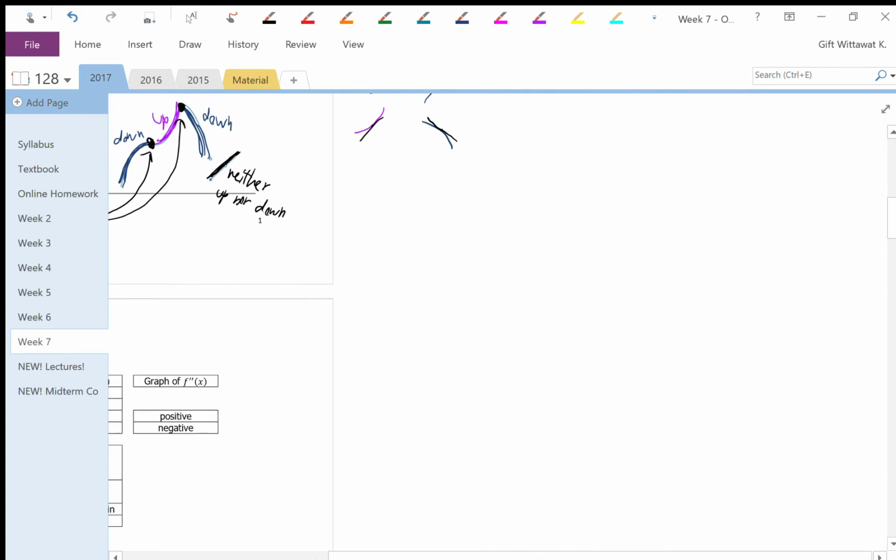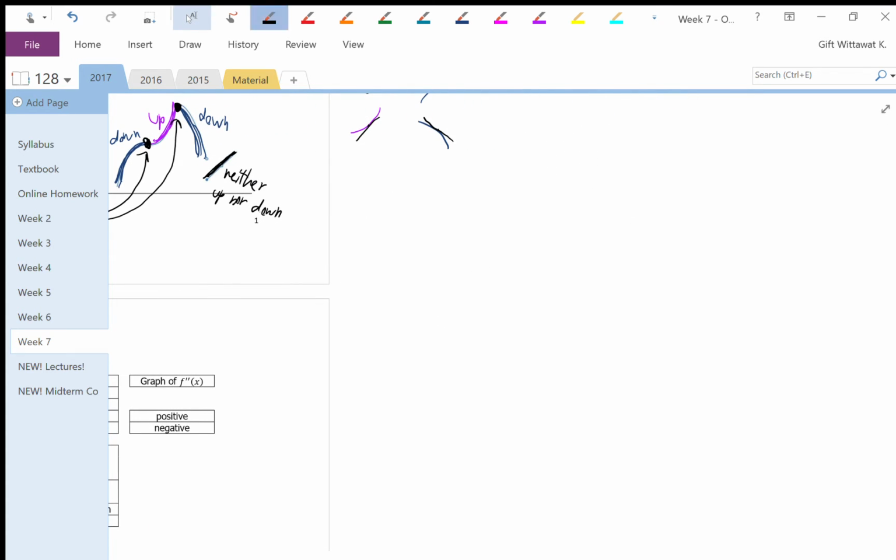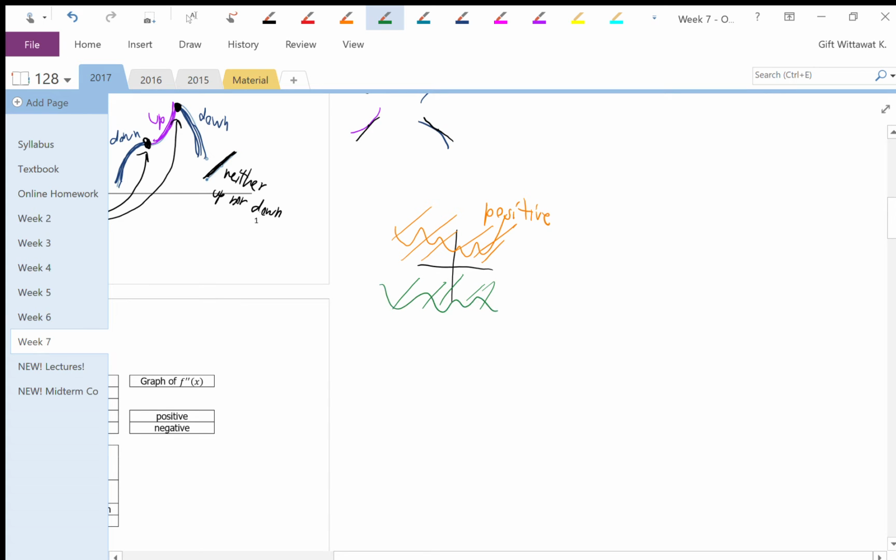But first, let me give you guys a quick review about the features of the graph. A function is positive if it lies above the x-axis. So anything that lies above the x-axis is going to be a positive function. If my function lies below the x-axis, if it has to be down here, it's called a negative function.